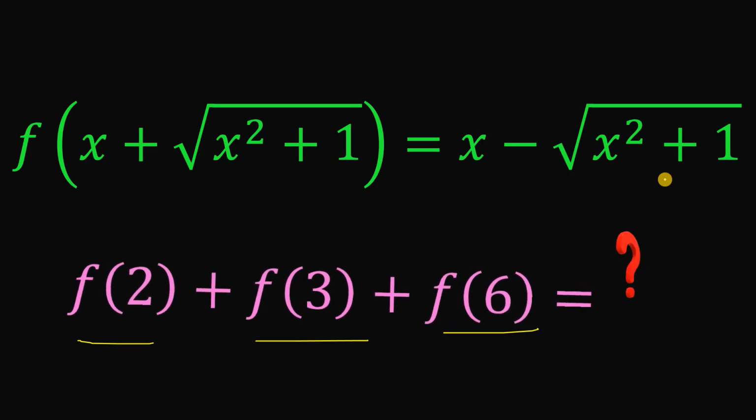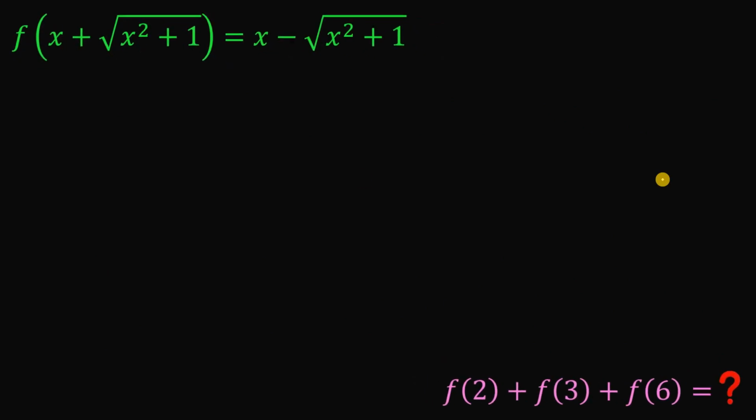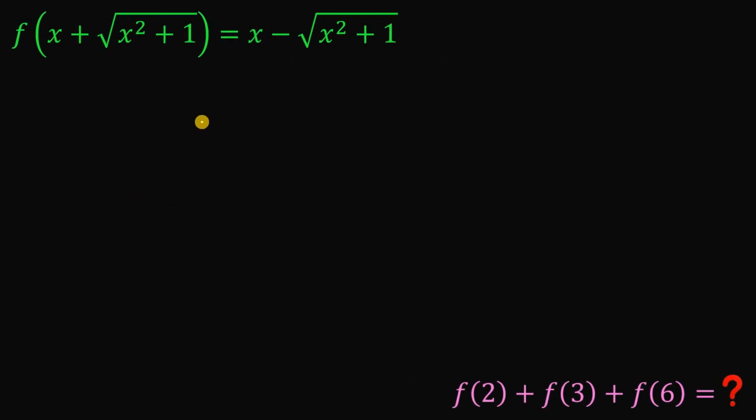Now, suppose you paused this video. Let's see if you got the correct answer. Alright. So, given this function, f(x + √(x² + 1)) = x − √(x² + 1), our goal is to find the numerical value of f(2) + f(3) + f(6).